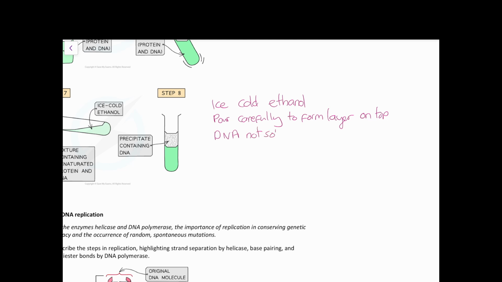The DNA is not soluble in the ethanol, but it will rise up into the ethanol above. And when it does that, it therefore precipitates. So it goes from being dissolved to moving into a solution where it's not soluble. So it becomes more of a solid. And so we would say that it precipitates as visible white, stringy-like structures.